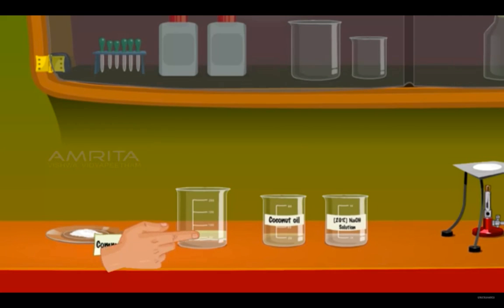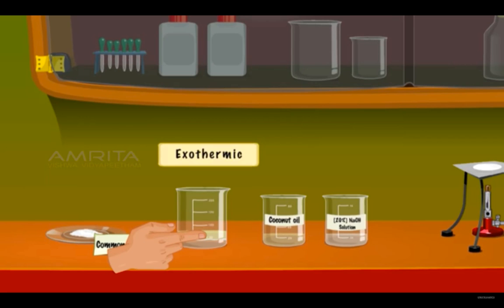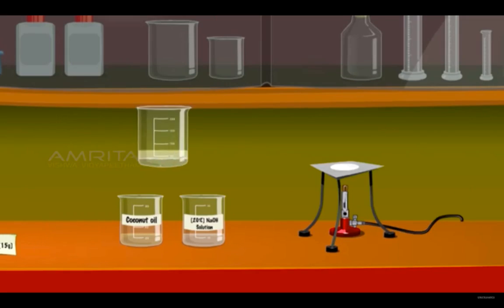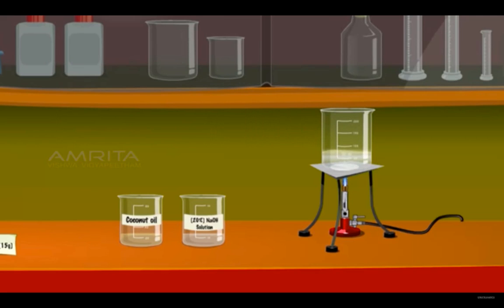Touch the beaker from outside. It will be observed that the beaker is warm. This is due to the exothermic reaction between vegetable oil, that is coconut oil, and sodium hydroxide solution. Place the beaker on a Bunsen burner and heat it until the mixture becomes a whitish paste.